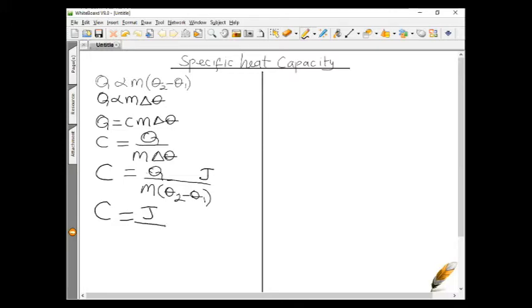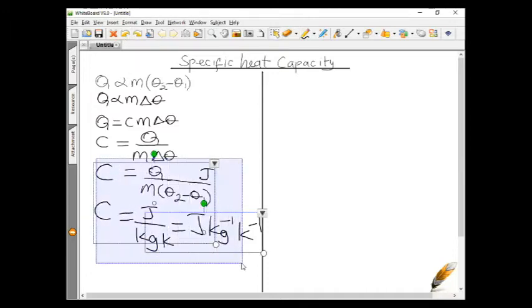All over, we have our mass, which is in kilogram. And we have our temperature, which is in Kelvin. So we can otherwise write it as joule per kilogram per Kelvin. Joule per kilogram per Kelvin. And that's that.